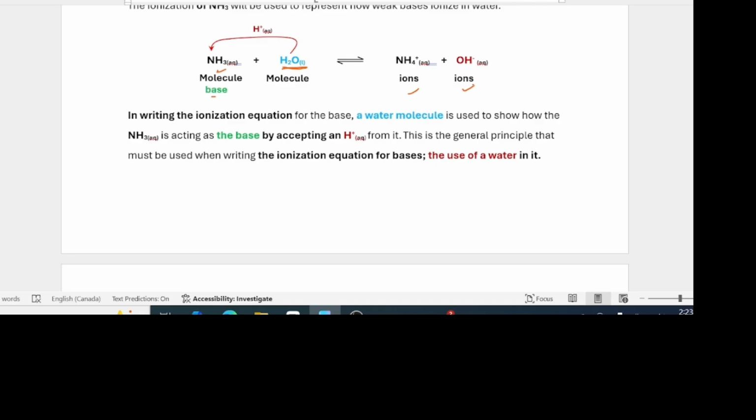So be reminded of that. Whenever you're doing the ionization equation for a base, you must include a water molecule there and show how the hydrogen ion from the water molecule goes on to the base.